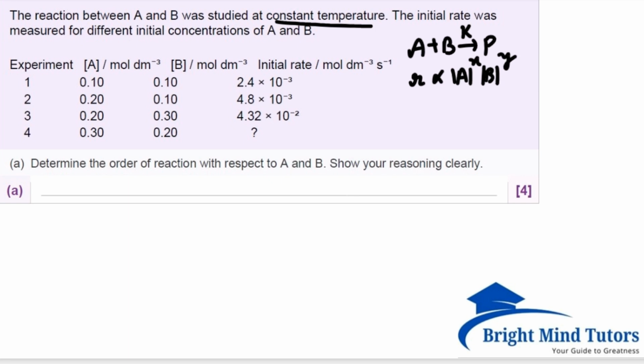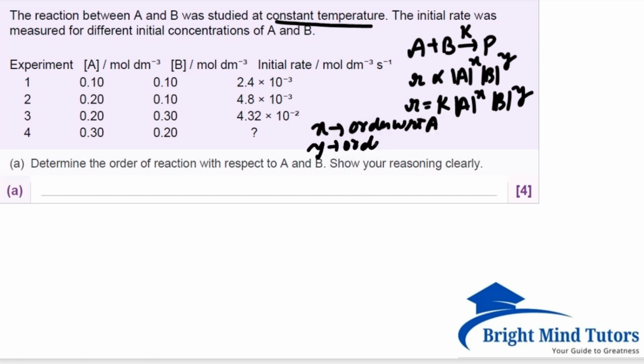If you remove the proportionality and take the rate constant K over here, rate equals K, A raised to the power of X and B raised to the power of Y. So what is X going to determine? X gives us the order with respect to A, and Y tells us the order with respect to the B reactant. That is, if you vary the concentration of A or the concentration of B, how will the overall rate of the reaction change? This is what the order is going to tell us.